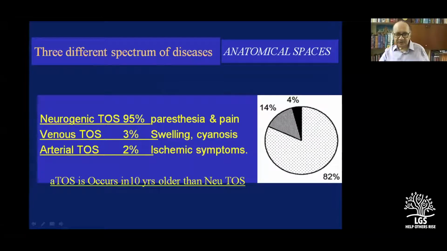Anatomical spaces wise, neurogenic produces paresthesia and pain. Next comes venous, which is ghastly rare, 3%, with swelling and cyanosis. It is in fact the king of Navarre holding out the knife, and after the war was over, he developed Paget-Schroetter disease. Arterial TOS, only 2%.